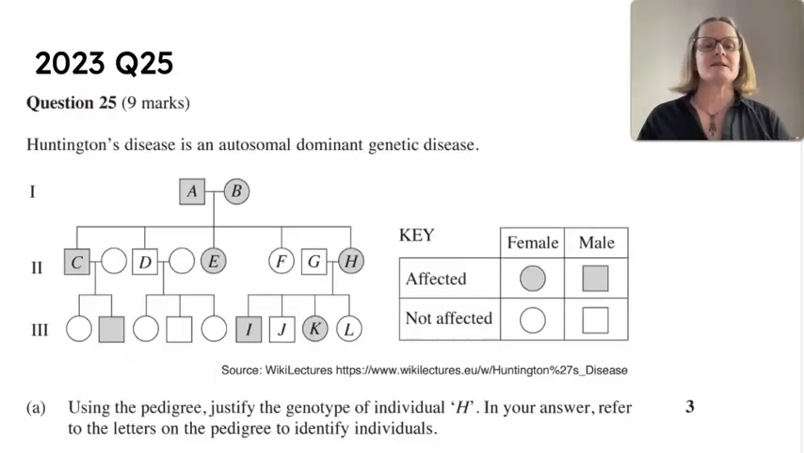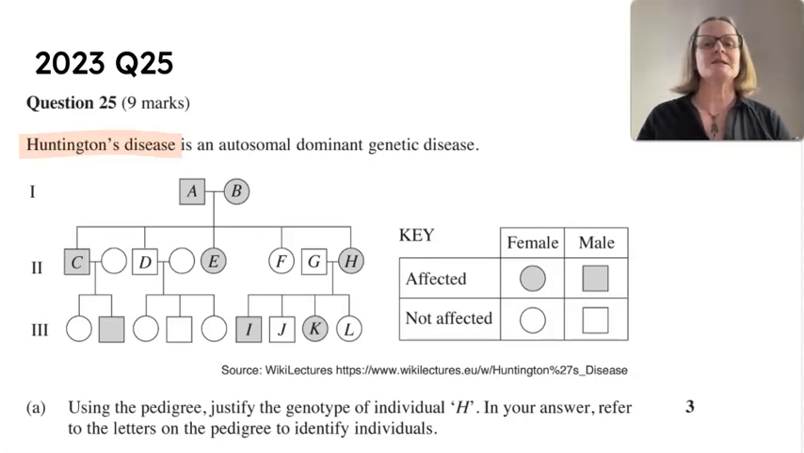So let's have a look at the 2023 paper for question 25, and this is a long question with multiple parts, so we'll go through each part step by step. And you can see that it's a stimulus question. So let's engage with the stimulus. It's Huntington's disease. Now, you may have met this disease when you've been studying, or you may not. So it doesn't actually matter. There should be enough information in the stimulus to help you.